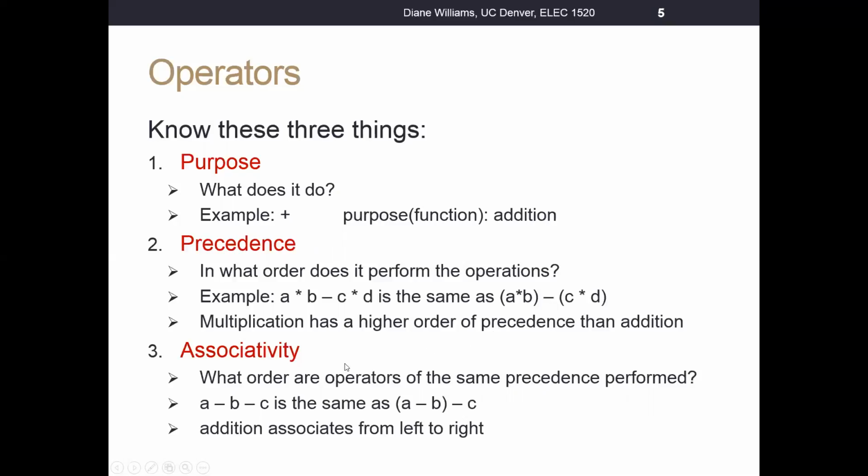And then the other thing, associativity. That's what I'm talking about, either from right to left or left to right. So here's A minus B minus C. There's two subtraction signs. They both have the same level of precedence. So this subtraction operator associates from left to right, meaning A minus B is calculated first. Then C is subtracted from that result. It's the same as this operation here.